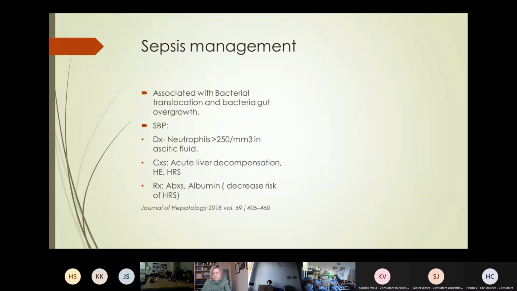The cultures are not... the treatment is not dependent on cultures, it's dependent on the neutrophils. So even if the patient comes in and the cultures are negative, they still need to be treated as SBP. How do you treat? Antibiotics, as I said. Remember albumin, as we have discussed earlier, SBP is associated with hepatorenal syndrome. Think of giving albumin also in patients who come with SBP. Okay.